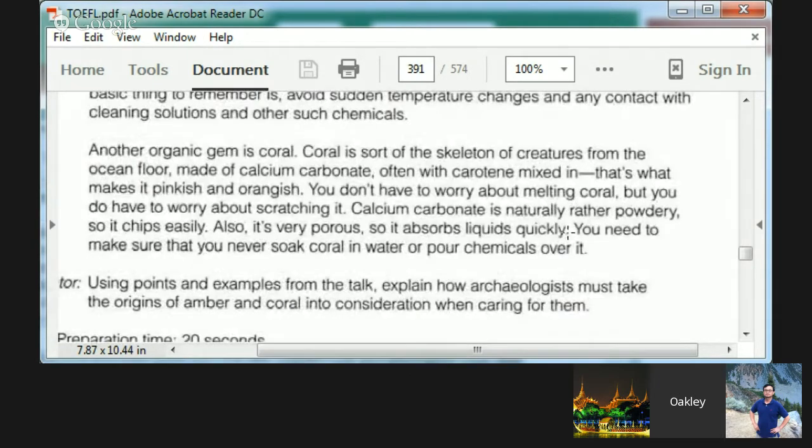Another organic gem is coral. Coral is sort of the skeleton of creatures from the ocean floor, made of calcium carbonate, often with keratin mixed in. That's what makes it pinkish and orangish. You don't have to worry about melting coral, but you do have to worry about scratching it. Calcium carbonate is naturally rather powdery, so it chips easily. Also, it's very porous, so it absorbs liquids quickly. You need to make sure that you never soak coral in water or pour chemicals over it.